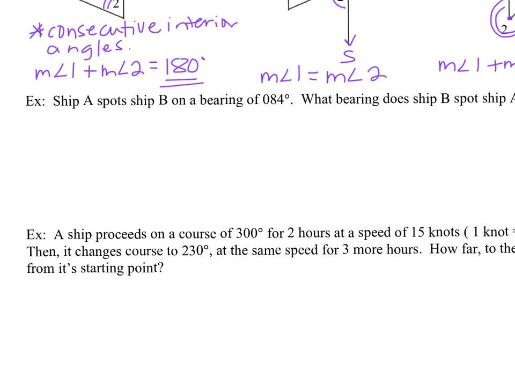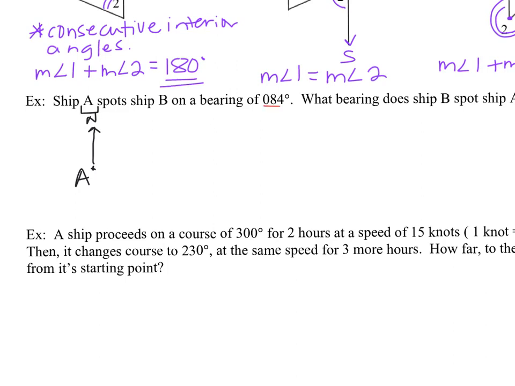All we're going to do is create this picture. To do so, we're going to read from left to right. A spots B. I'm going to start at point A. So I'm going to create just a dot on my paper and call that A to represent ship A. I'm going to also draw in my due north location to start my course bearing. It says ship A spots ship B on a bearing of 084 degrees.